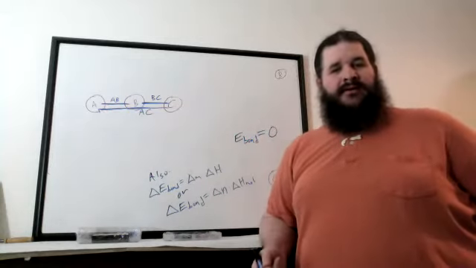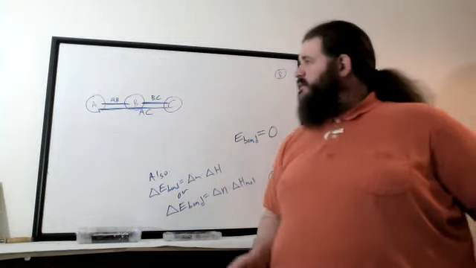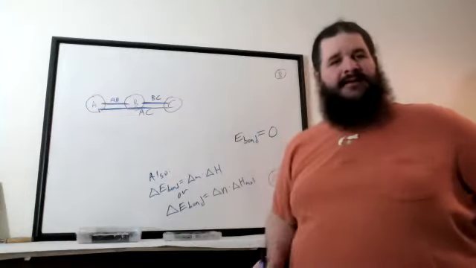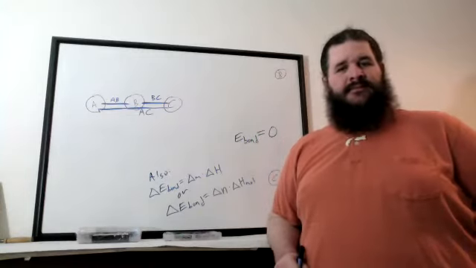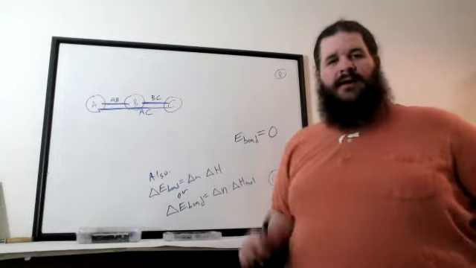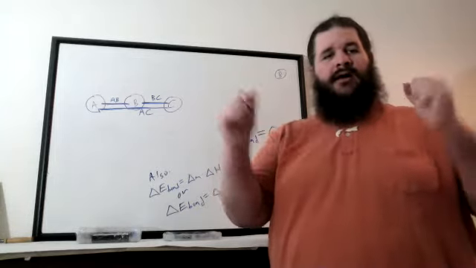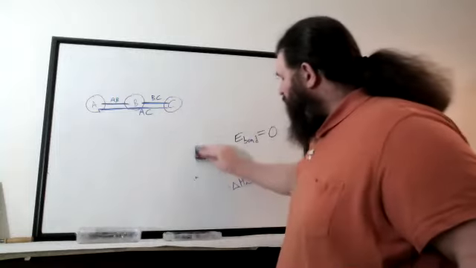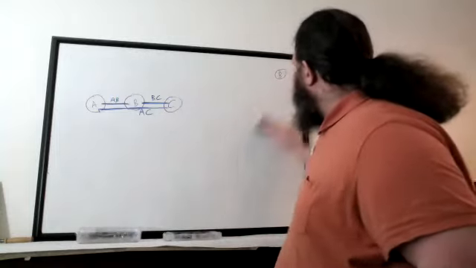But that bond is different. The particles are further apart. So what would you expect about the AC bond compared to the AB bond or the BC bond? What's going to be different there? Yeah, it's going to be a weaker bond. If the particles are further apart, the bond is going to be weaker, in the sense that it's easier to break the bond.